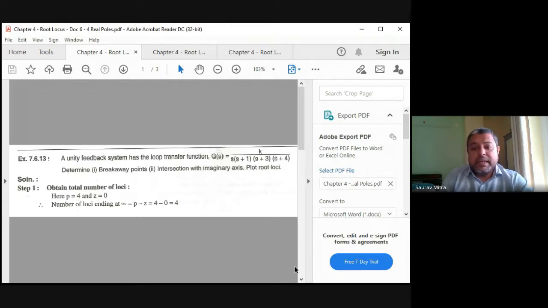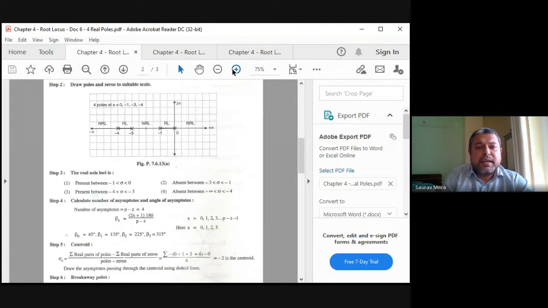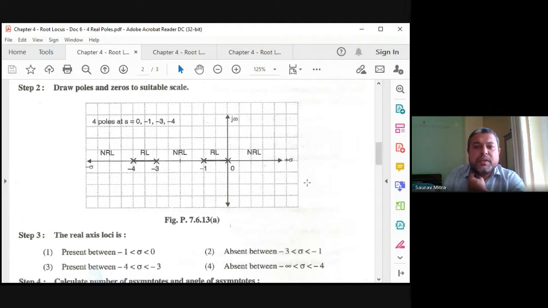What happens? So let us solve this numerical. I will just make it a little larger, and these are the steps. First thing, you have to plot all the four points at k equal to 0. So at k equal to 0, you are plotting 0, minus 1, minus 3, and minus 4. So draw the poles and zeros. These are the four poles. There is no zero. Zero means root of the numerator polynomial. There is no polynomial in the numerator, only the numerator gain k is there. So k is the system gain, and that we can control. And H(s) equals k divided by s times (s plus 1) times (s plus 3) times (s plus 4).